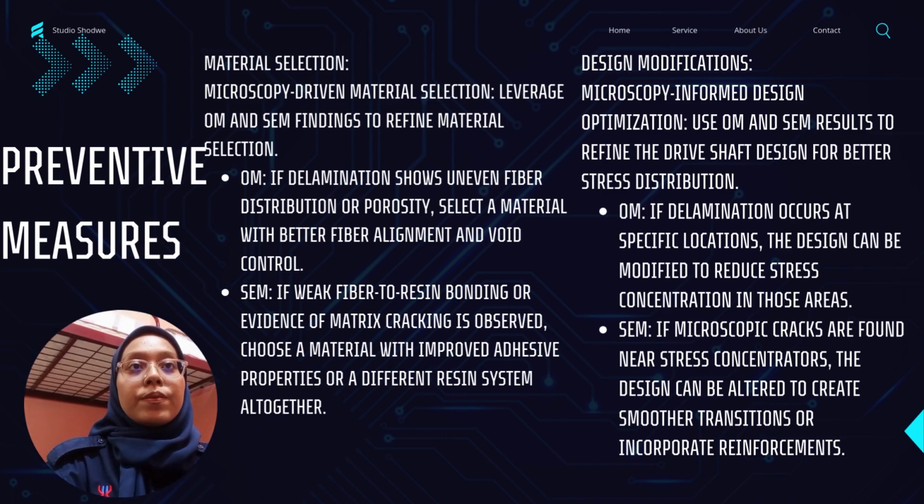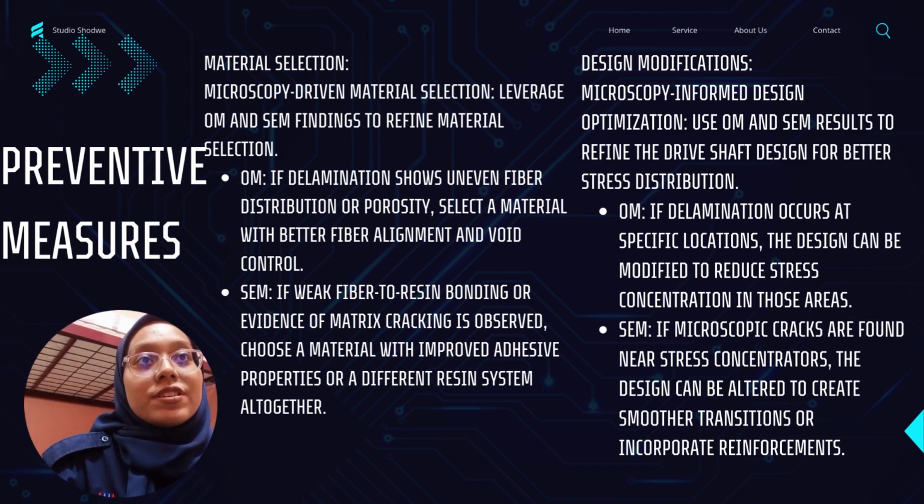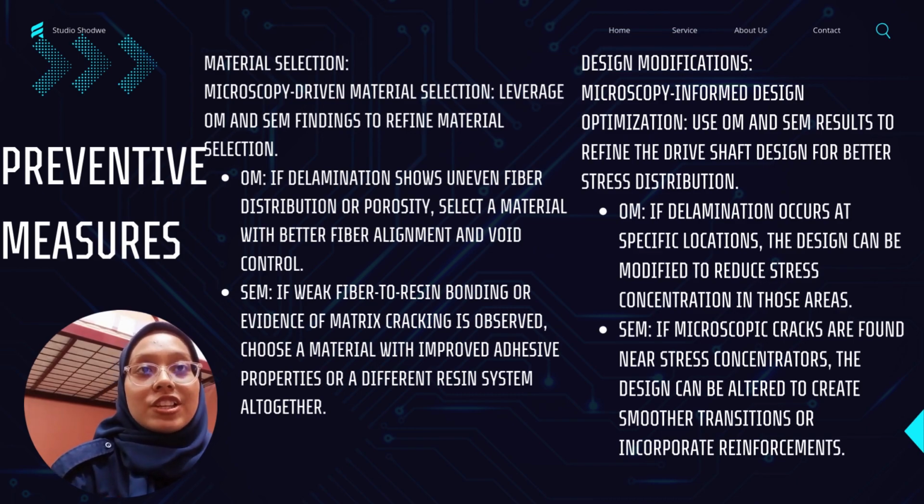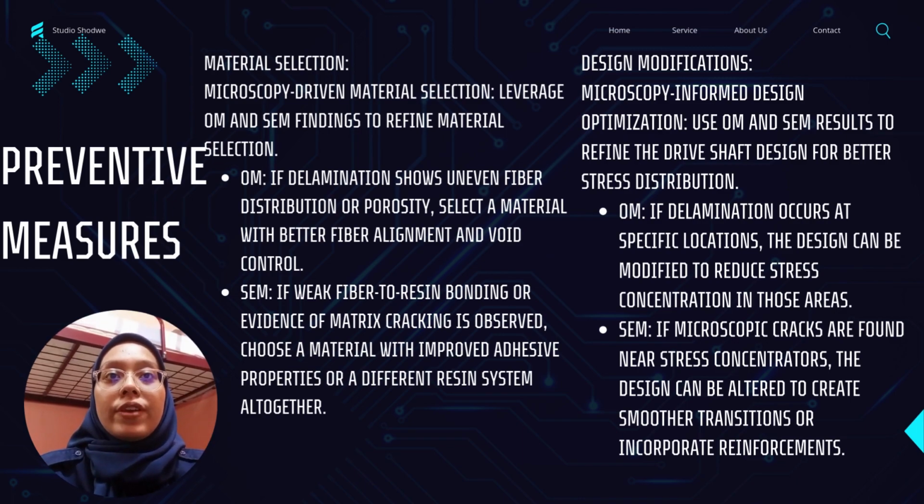Okay, next we go to preventive measures. Material selection. Microscopy drives material selection. Leverage OM and SEM findings to refine material selection. OM: if examination shows non-uniform fiber distribution or porosity, select a material with better fiber alignment and avoid voids. SEM: if weak fiber-to-resin bonding or evidence of matrix cracking is observed, choose a material with improved adhesion properties or a different resin system altogether.